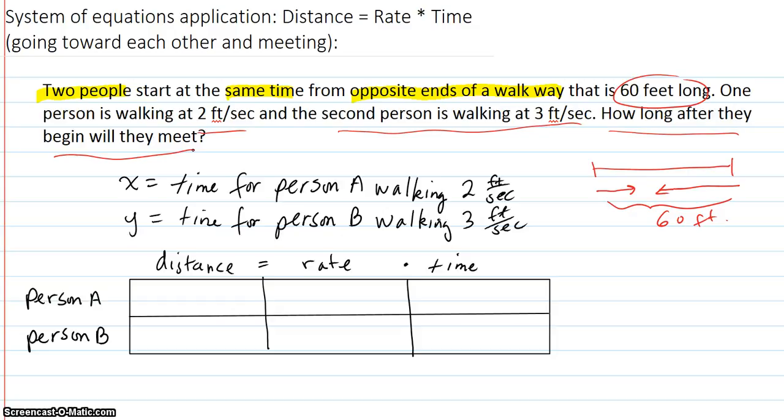So we're looking for the meeting time. So they come together and they meet somewhere. And the question is, what's the time? Well, x equals time for person A walking 2 feet per second, and y is the time for person B walking 3 feet per second.